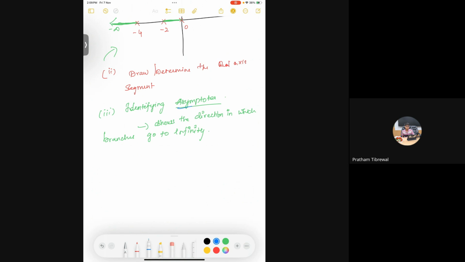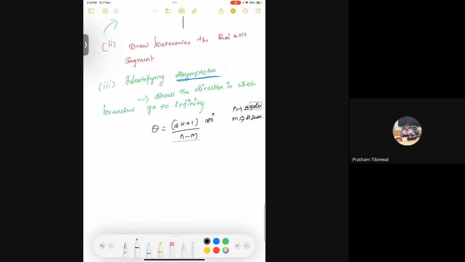These asymptotes will tell in which direction this root locus will go to infinity. For example, it can go here, here, here. There are infinitely many ways to go, right? So these asymptotes will tell us particularly in which direction, in degrees, the root locus will tend to go to infinity from the real axis. To calculate that, the formula is theta equal to (2k plus 1) into 180 degrees divided by n minus m, where n is the number of poles and m is the number of zeros.